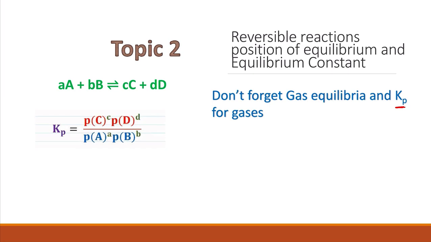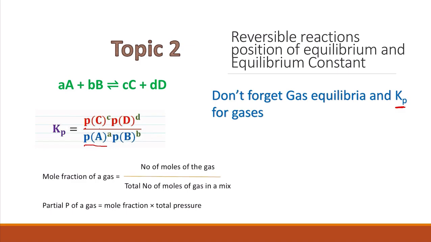Kp is calculated in the exact same way, but now instead of using concentration, we use partial pressures. So it's the product of the partial pressure of the products, each raised to the power of the number of their moles over the product of the partial pressure of the reactants, again raised to the power of their moles. They will give you the moles. They could give you the moles, for example, of one gas, the initial mole of that gas, and ask you to do the calculation to calculate the partial pressure.